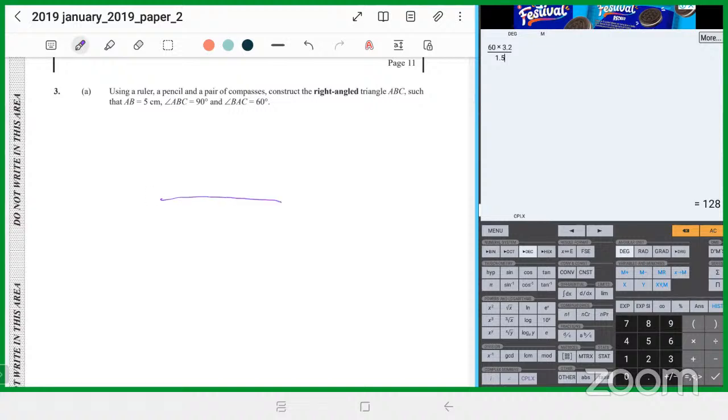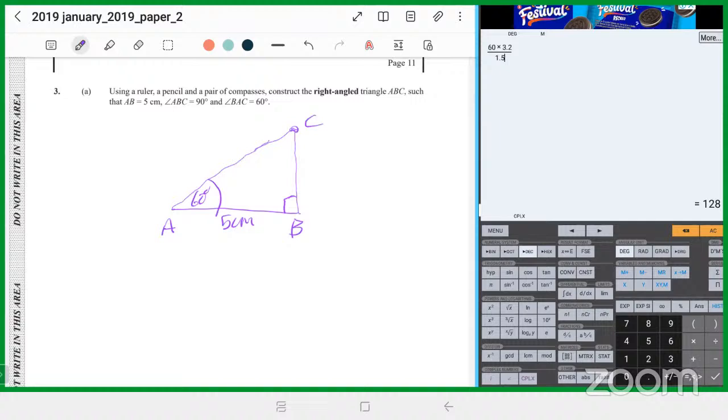So we're going to draw a line AB, 5 centimeters. Then we're going to construct the 90 degrees at the B, because the B is in the middle of this angle ABC. So the 90 degrees is going to be at the B right here. And then the angle at C has to be 60 degrees. So we're going to construct a 60-degree angle down here. And when it's joined, up here, it's going to be C.